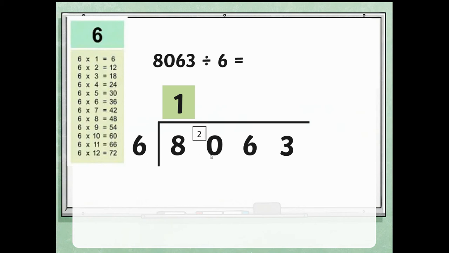So then 6 into 20. Go down my list. 3 times 6. So then I would put my 3 there. 6 times 3 is 18. So that would give me a remainder of 2. Can you see that? So 6 times 3 is 18, but I want to get to 20. So I've got a remainder of 2, haven't I?